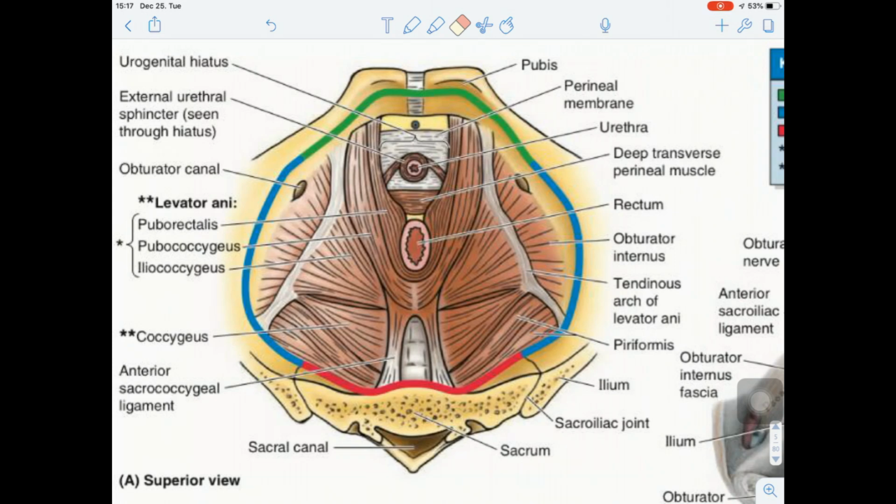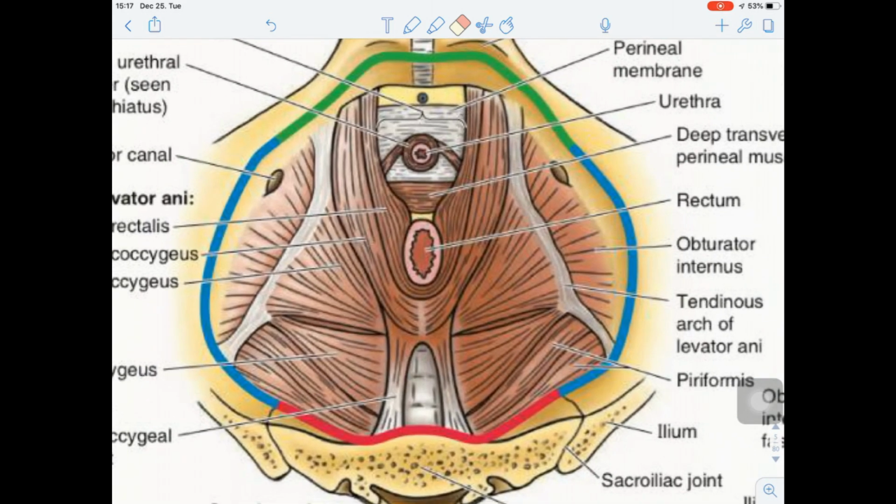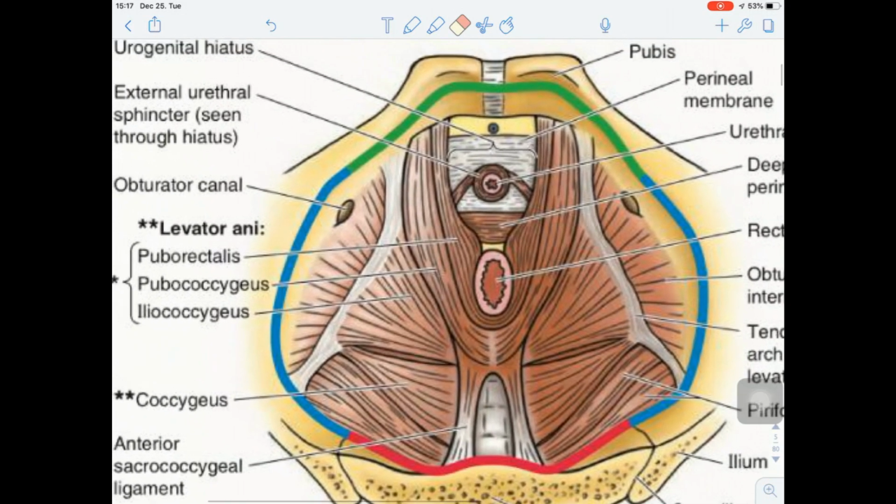So if you want to go from the bone toward the muscle, you have the hip bone, the pelvic surface of the hip bone on the lateral side. Then you get to the obturator foramen. Within the foramen you have the membrane, which you don't see here. And then you've got the obturator internus muscle attaching to the margins of the obturator foramen. This is a superior view.